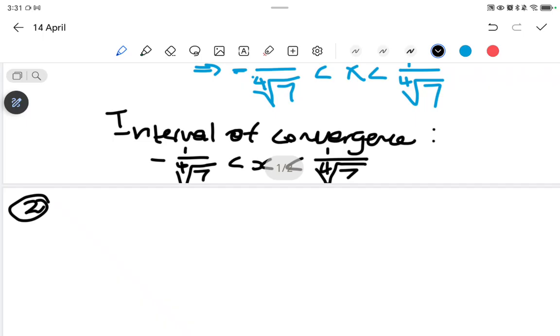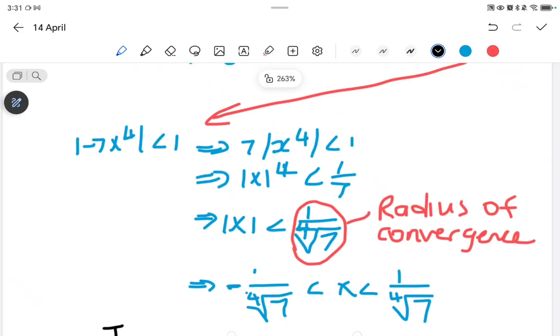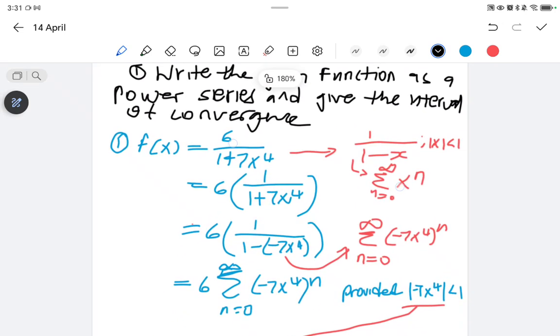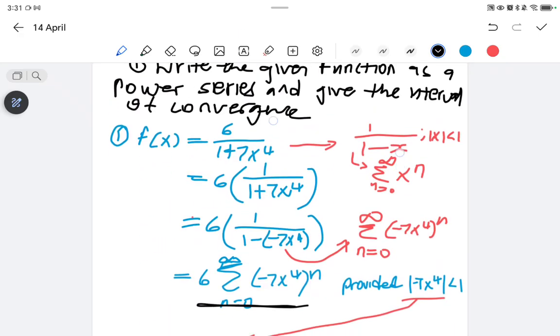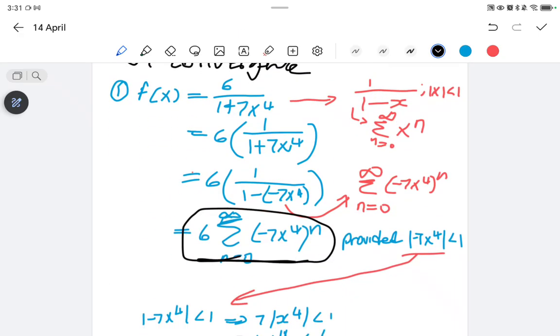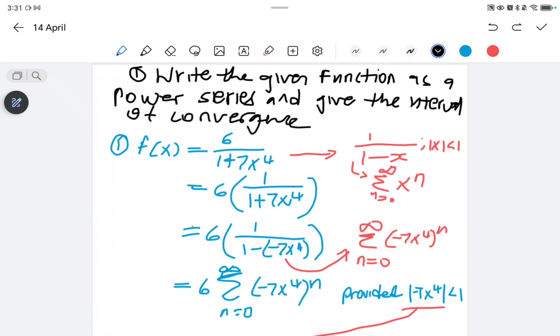Now we come to the second one. We have f of x. You see, these are two different things. If they give you this and they say check the interval of convergence, then you have to check the endpoints. If they give you a power series, you check the endpoints. But if they give you a function and you change it to this format, then you don't have to check the endpoints.